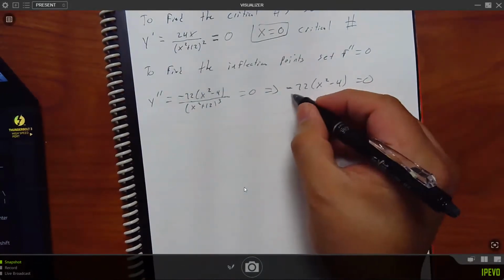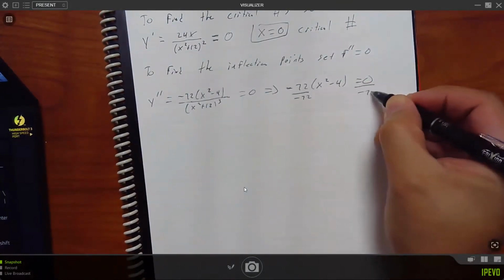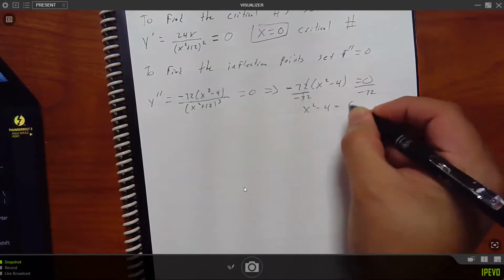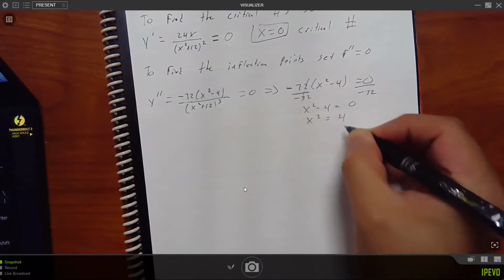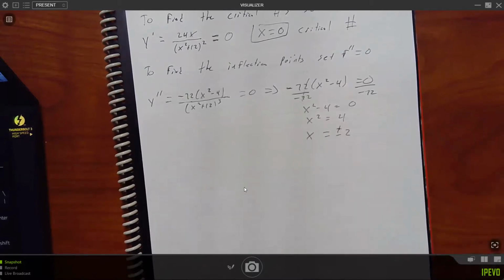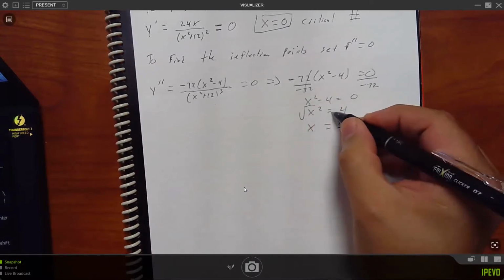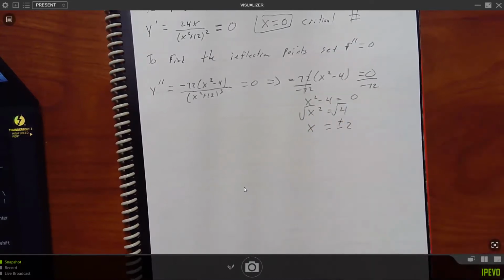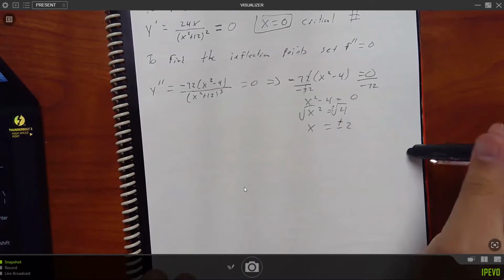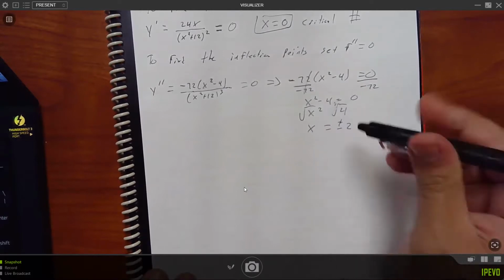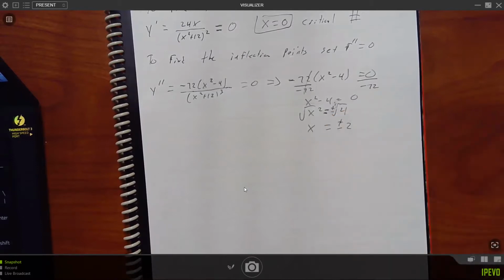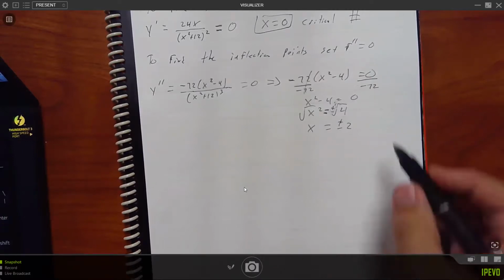You divide both sides by 72, so this doesn't really do anything. Right? Still 0. Then you move the 4 over and you square root both sides. You have to put the plus or minus when you square root. Okay. So these are the inflections.